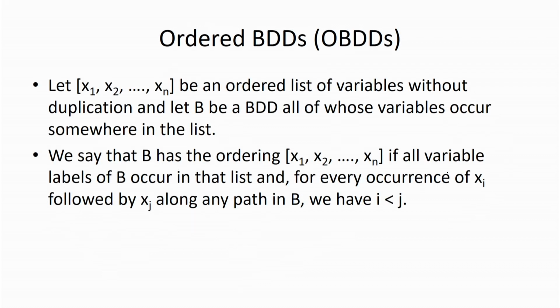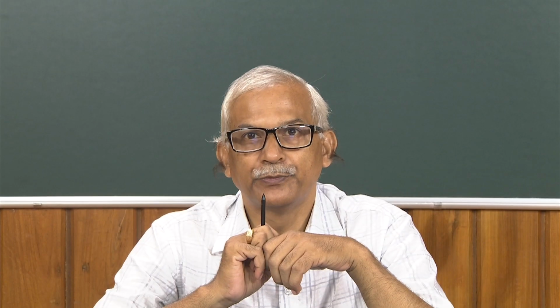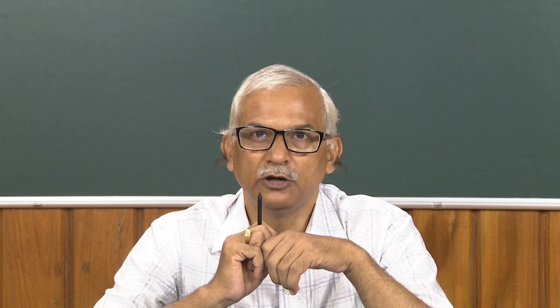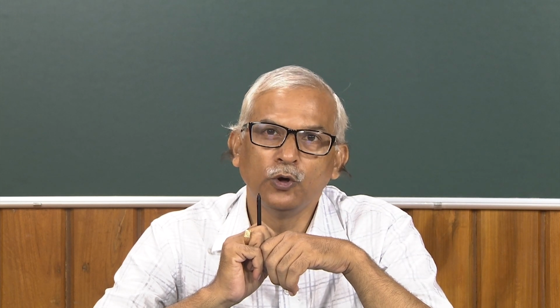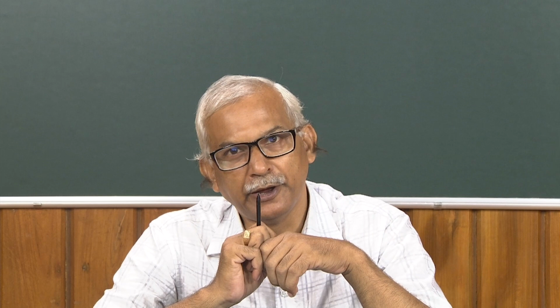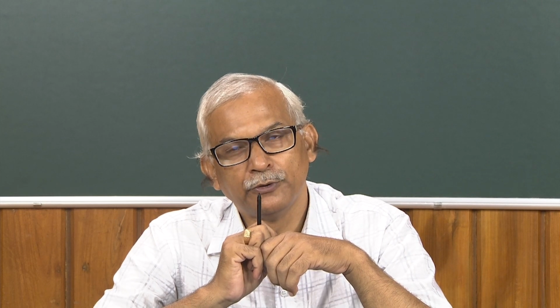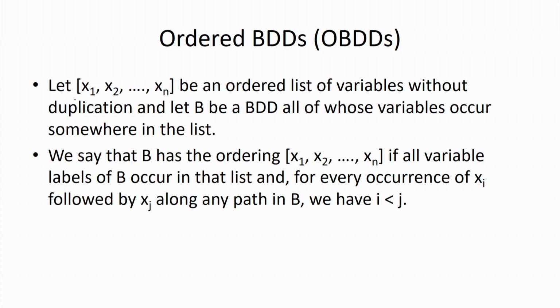To avoid these inconsistent paths in BDDs, we now come to the notion of the ordered BDD. This is called an ordered BDD. And what is an ordered BDD? In an ordered BDD, we are going to follow a particular order of the given variables. We have a set of variables, say x1 to xn.